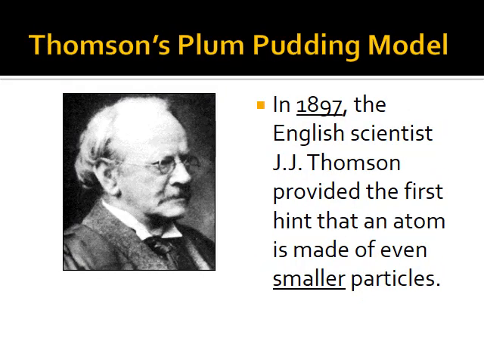So the next one we talk about is J.J. Thomson, the plum pudding model. He was the first one to actually find any evidence that atoms were smaller. And the way he did it was kind of interesting.